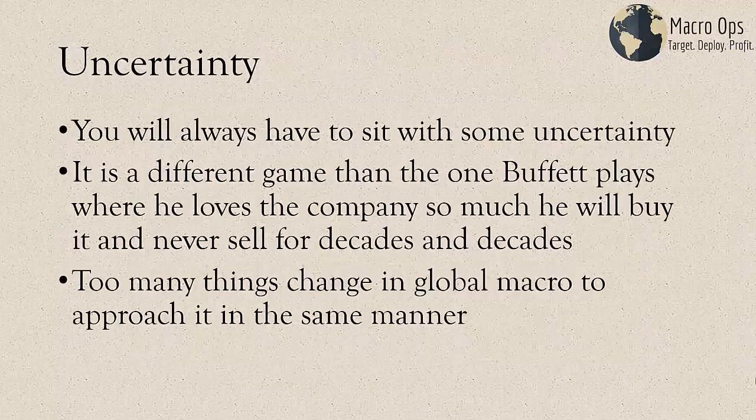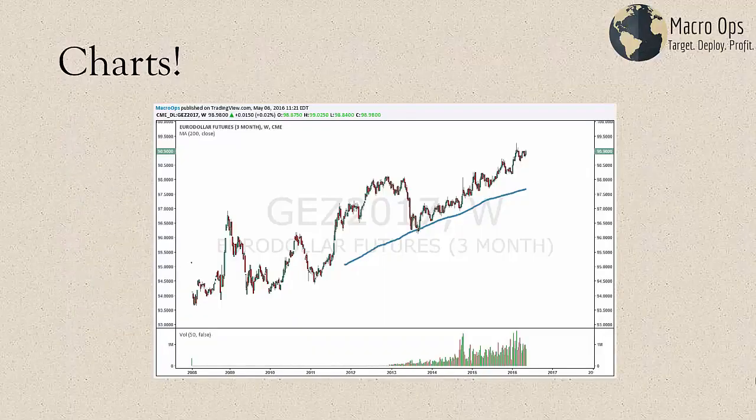Now, you're always going to have to sit with some uncertainty when trading global macro. That's just the reality of the matter. There's no 100% certainty in trades. It's a very different game than the one Buffett plays, where he researches a company so much and he loves it and then he gets so convicted on it, he buys it and he'll never sell for decades and decades. And we know that's not what you want to do in macro. Global macro trading is, remember, trading it and not dating it. Too many things change in the landscape to approach it in the same manner as Buffett would approach a value stock.